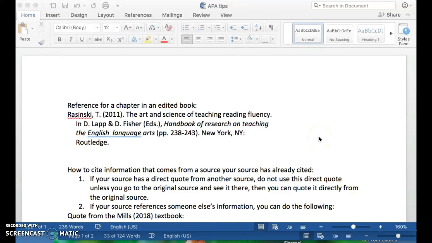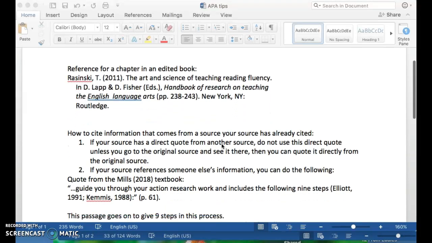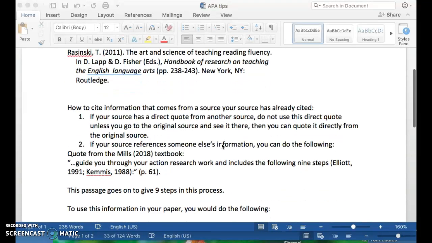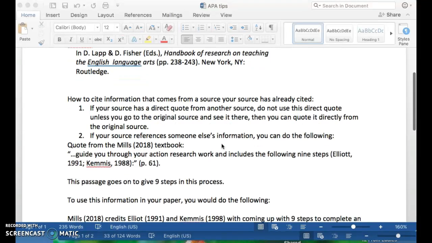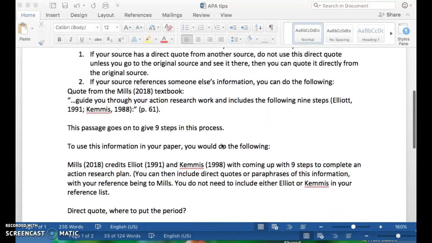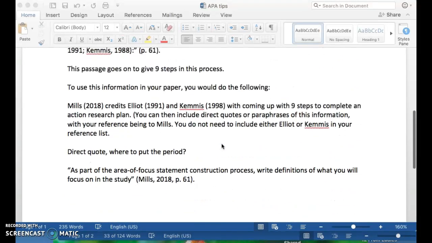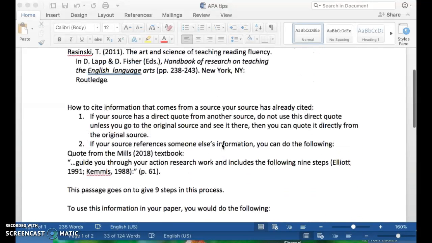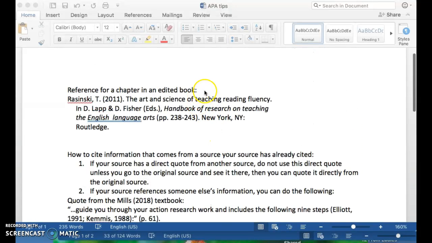Okay, this is APA tips number 2. So there's 3 things on here: how to do a reference for a chapter in an edited book, how to cite information that comes from a source that your source has already cited, and then where to put the period in a direct quote. Okay, let's start with the reference for a chapter in an edited book.